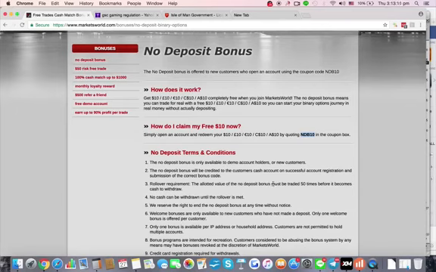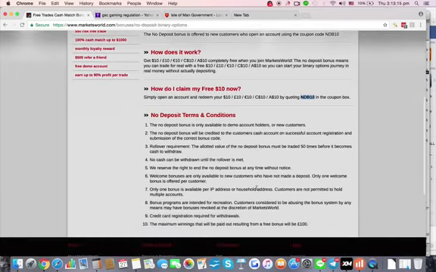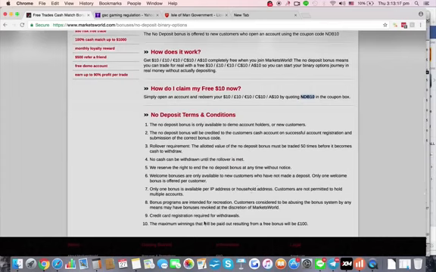Okay, you need to trade it 50 times before you can withdraw. So wow, this is free money. This is really awesome. Okay. The maximum winnings that we paid out from a free bonus would be 100. Okay, cool.